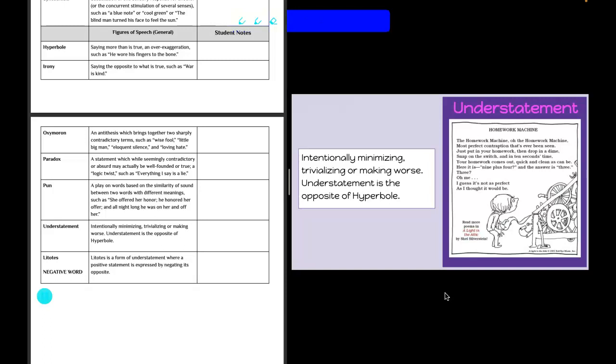The homework machine, oh, the homework machine. Most perfect contraption that's ever been seen. Just put in your homework, then drop in a dime. Snap on the switch, and in 10 seconds' time, your homework comes out, quick and clean as can be. Here it is, 9 plus 4, and the answer is 3. 3? Oh me. I guess it's not as perfect as I thought it would be.